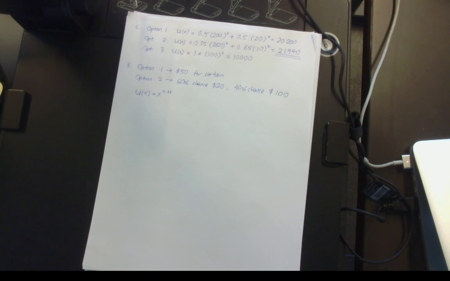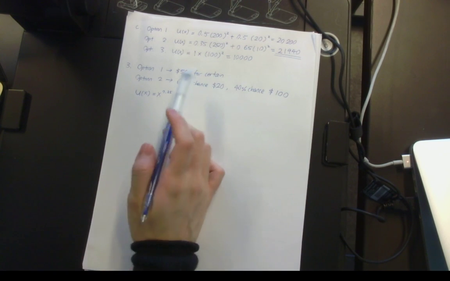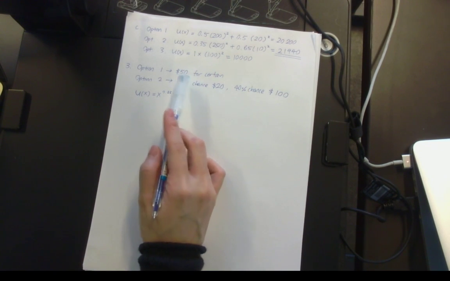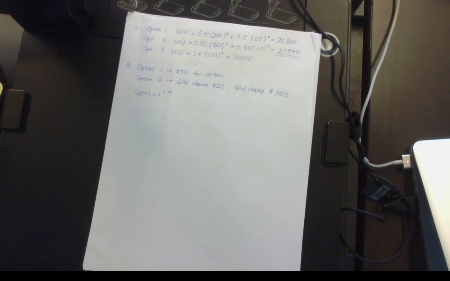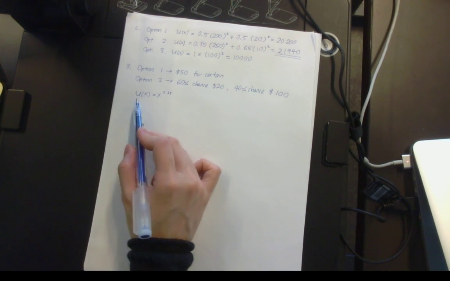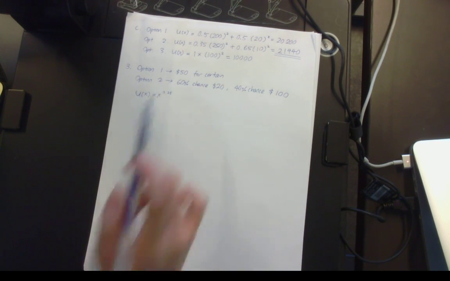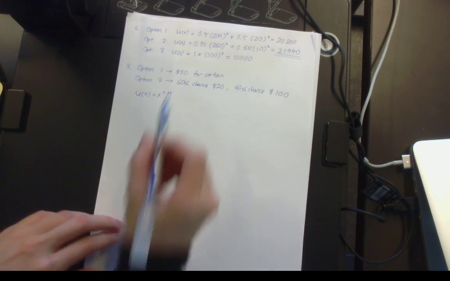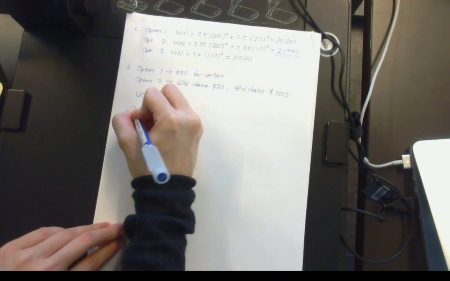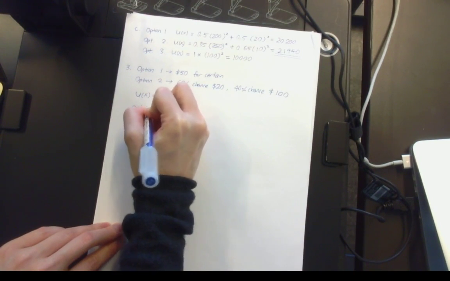For this question, we are given two options. Debbie can either walk away with $50 for certain, or enter a draw to have a 60% chance of winning $20 and a 40% chance of winning $100. And we're also given the utility function of Debbie. To solve this question, the first thing you need to do is, for each option, plug in the numbers to find expected utility.